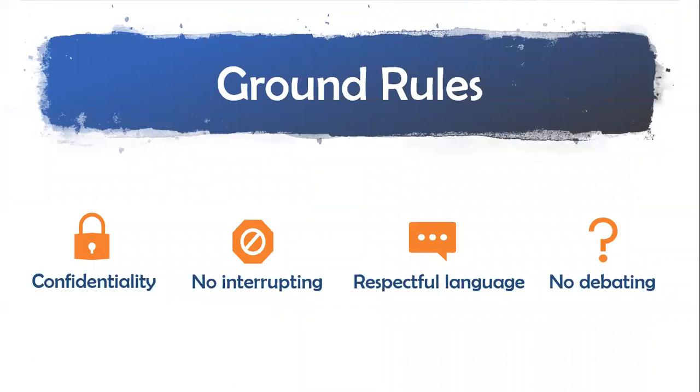So the ground rules are everything that is discussed within the group and the exercise stays there. No one speaks over another person. Everyone lets each member have their chance to speak. While you're speaking, use respectful language and no name calling. And you're really not there to argue with the other person, just to listen, to paraphrase.